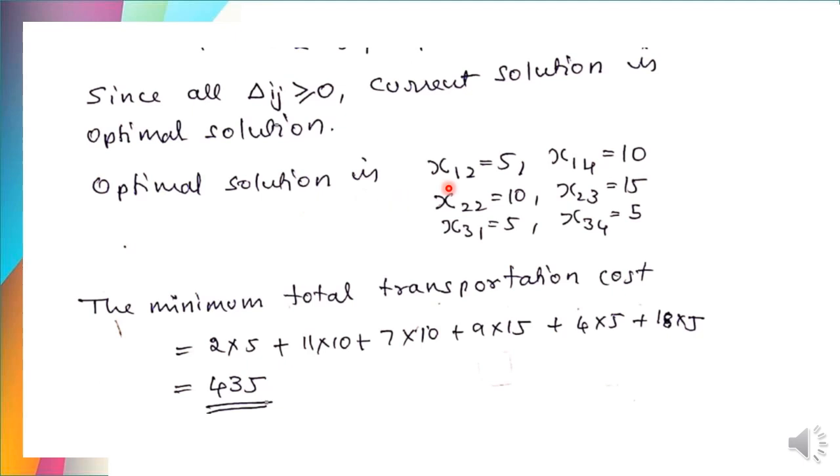So the optimal solution is x12 equal to 5, x14 equal to 10, x22 equal to 10, x23 equal to 15, x31 equal to 5, x34 equal to 5. And the minimum transportation cost is 435.